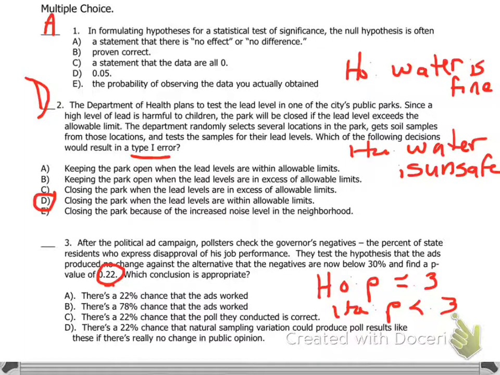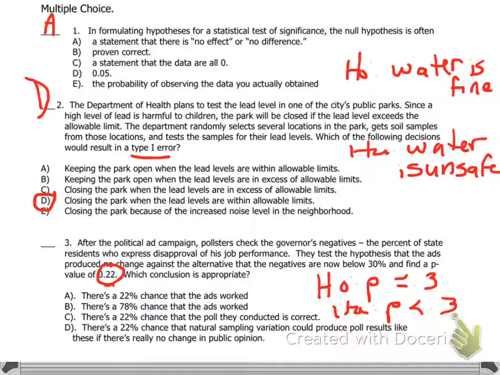0.22 is big. Our biggest alpha is going to be 0.1 because that's a 90% confidence interval. Our smallest alpha is going to be 0.01 because that's a 99% confidence interval. All right, so if our biggest alpha is 0.1, do you see no matter what alpha is, 0.22 is greater than that. So because it's greater than alpha, we will fail to reject. So we're going to stay with 0.3, okay?